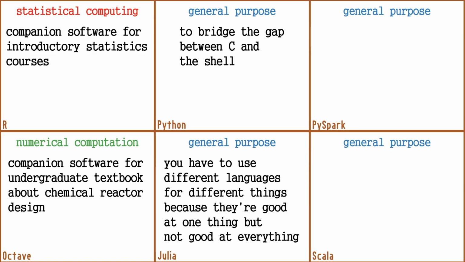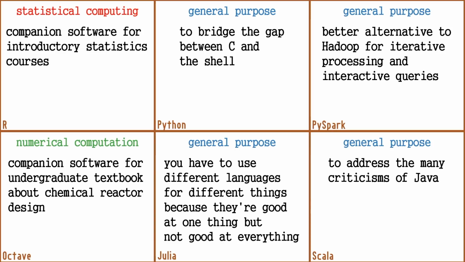The creators of Julia were frustrated because they had to switch back and forth between different languages for different tasks. So they wanted to create one language that could be used for many purposes. Scala was created to be a better Java. And if you've ever struggled to use Java with all of its boilerplates and quirks, then you'll love Scala. Spark was created to be a better Hadoop, especially to deal with Hadoop's need to persist intermediate data to disk after each task completes, which made it best for slow batch processing.